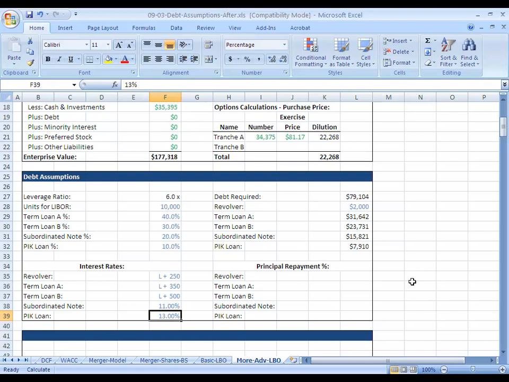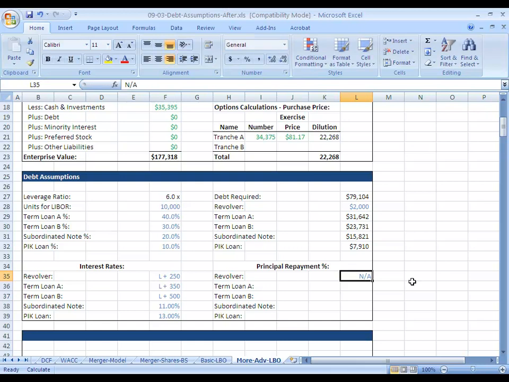Now, as always, to establish the exact interest rates, we would normally look at debt issuances, debt comparables, to see what similar types of loans recently have been issued at. For the principal repayment, the way this one works is pretty simple. For the revolver, we're just going to enter NA.